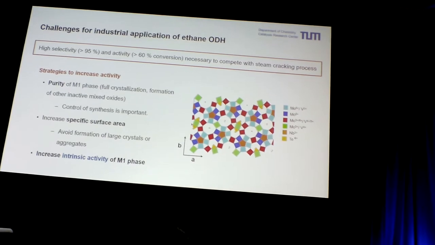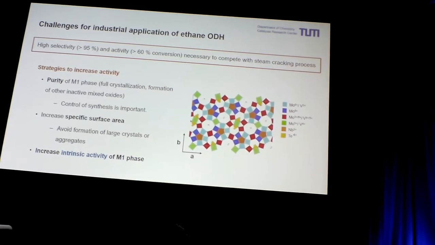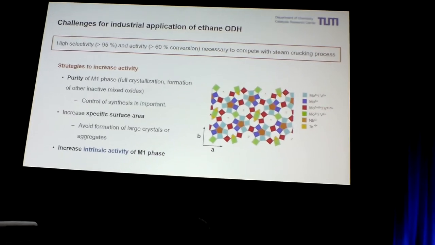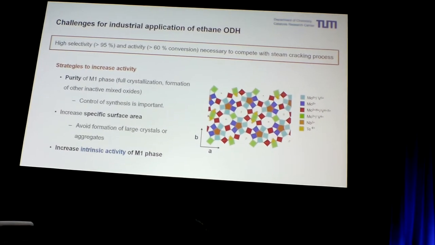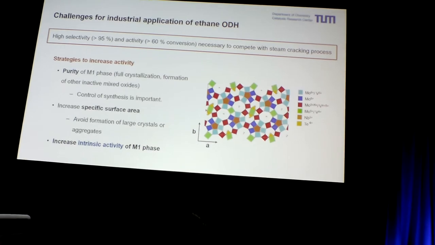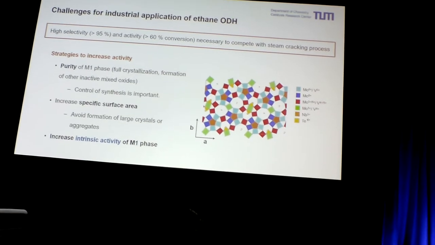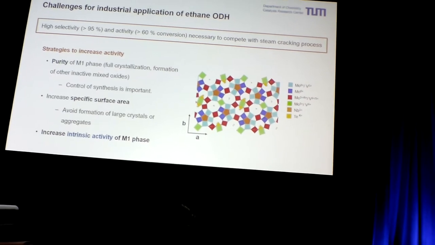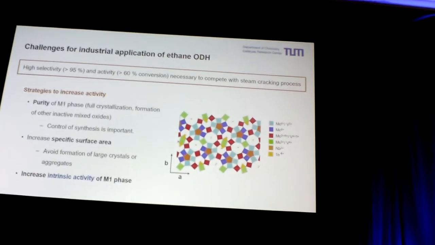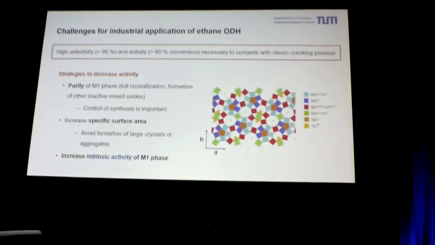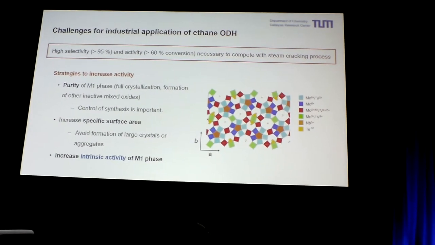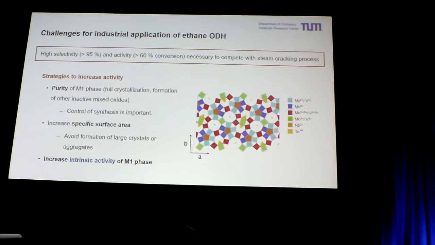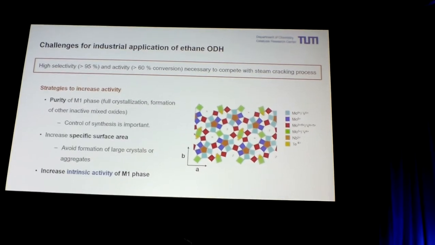And the third strategy, which is what I'm going to talk about today, more interestingly, we can try to increase the intrinsic activity of the M1 phase, and with this I mean that we increase the concentration of active sites within the crystalline structure. In order to explain how to do that, I have to introduce you a little bit to the M1 phase crystalline structure. It's shown here, the AB plane.